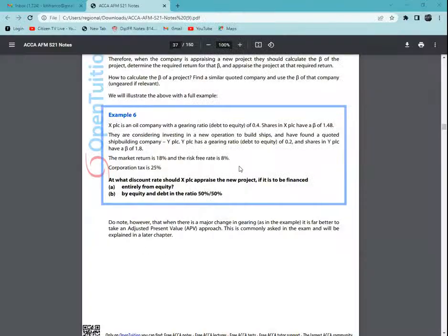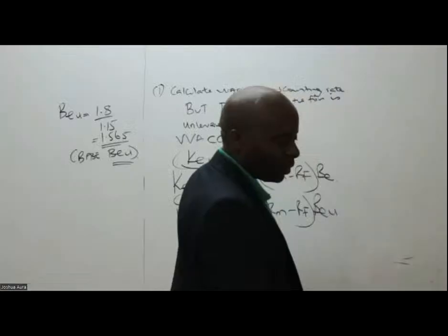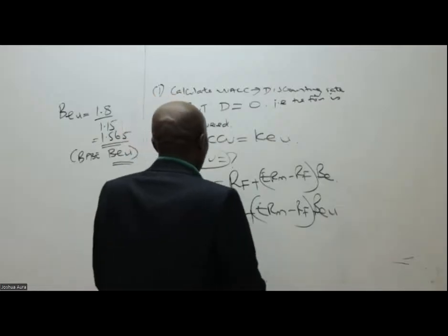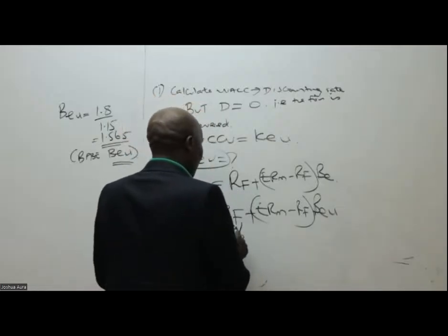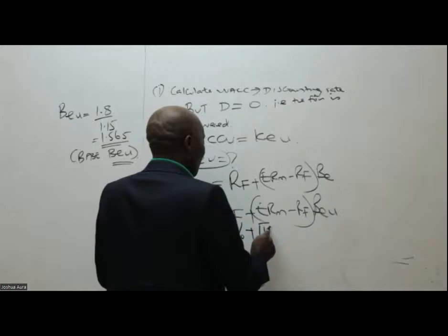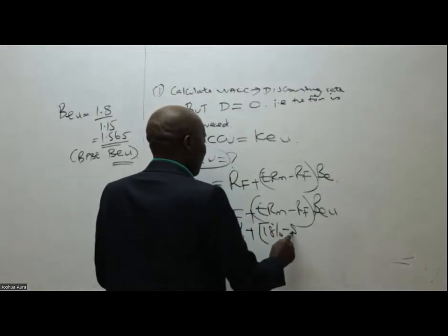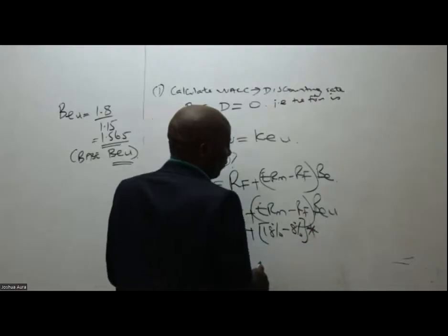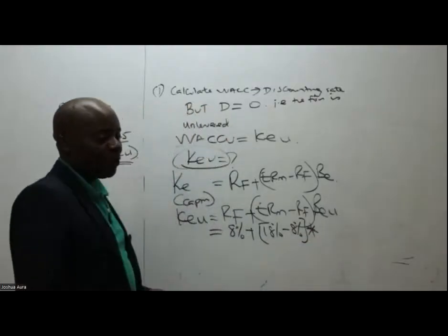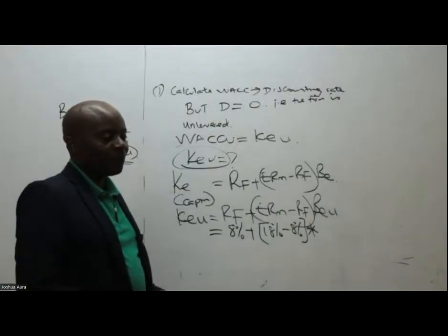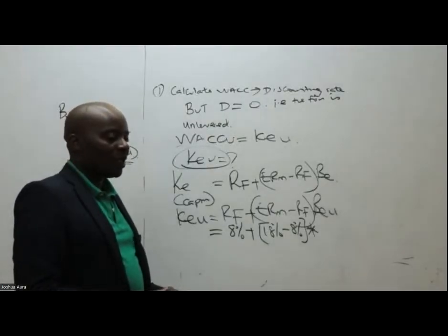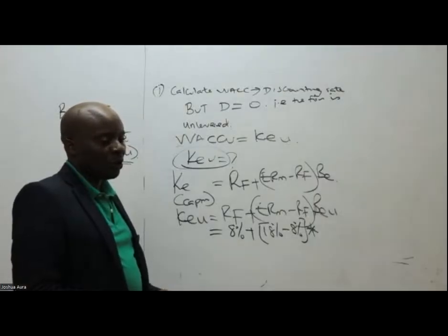Yes, it's 8% and the market return is 18%. So no worries at all. So we are being told here that the risk-free rate of return is 8% plus 18%, the market return, minus 8%, multiplied by beta equity of unlevered firm. So could you kindly give me beta equity of unlevered firm? Is there somebody who is able to recall that figure?